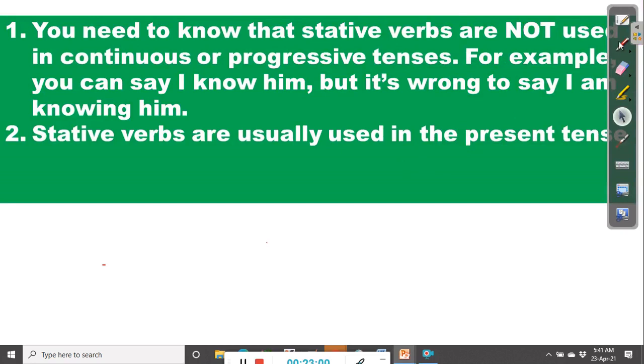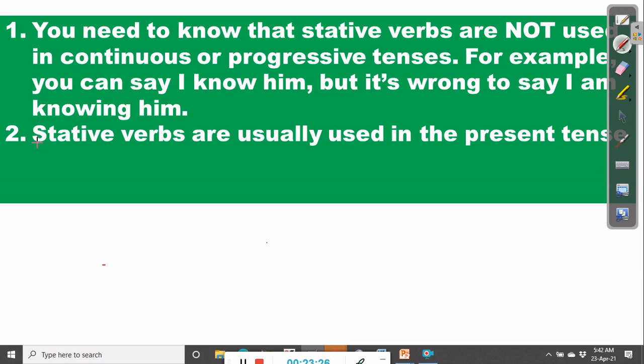Now, number 1, you need to know that stative verbs are not used in continuous or progressive tenses. For example, you can say, I know him, but it's wrong to say, I am knowing him. All right? So that's one thing you need to know about how we can use stative verbs correctly.